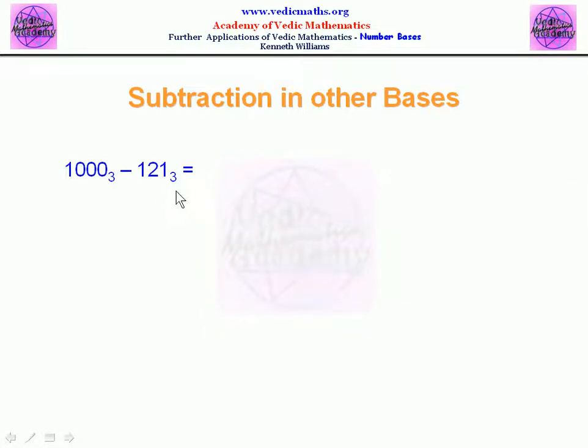So here the sutra is going to say all from 2, because 2 is the largest digit in base 3, all from 2 and the last from 3. So we take each of these from 2 and the last one from 3. 1 from 2, 2 from 2, and 1 from 3 is 2.